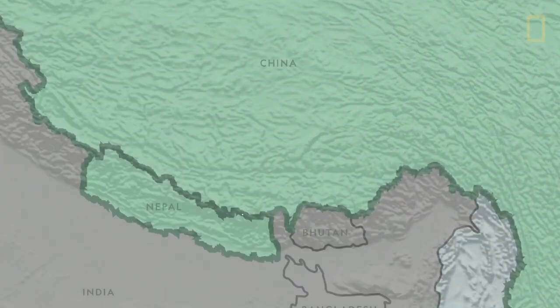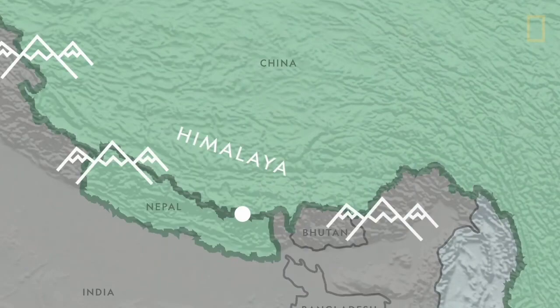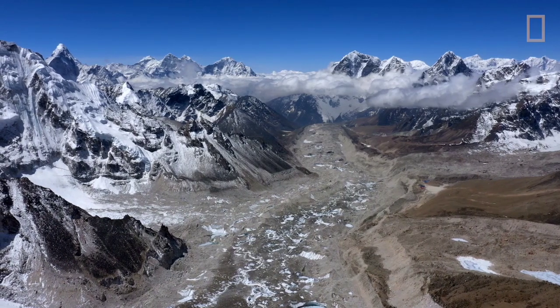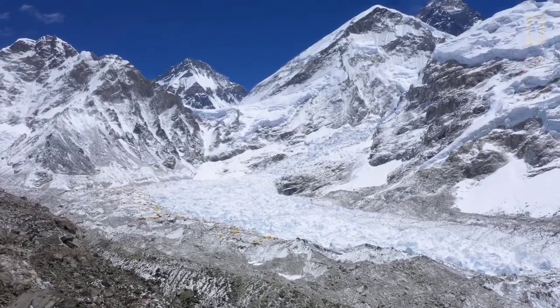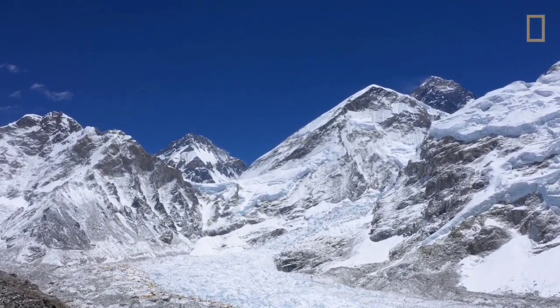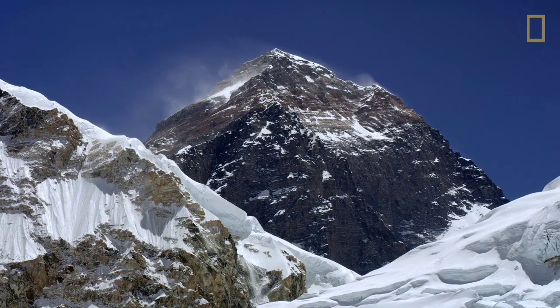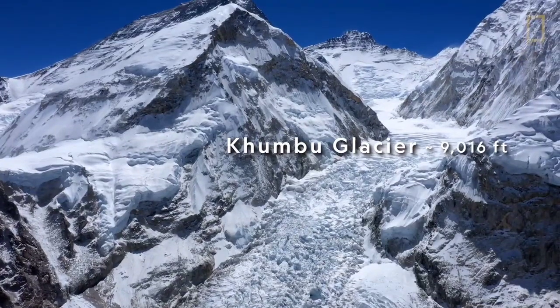Mount Everest is in the Himalaya, which is the biggest, highest mountain range in the world. It stretches across a large section of Asia. Mount Everest is the highest peak in that big mountain range. World, which is the Khumbu Glacier.